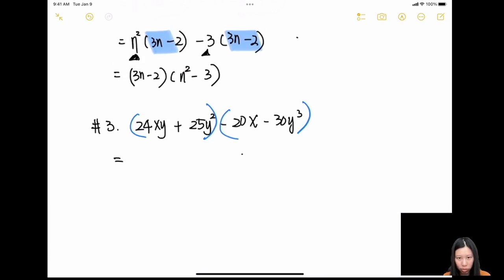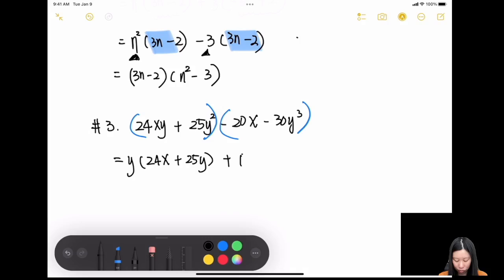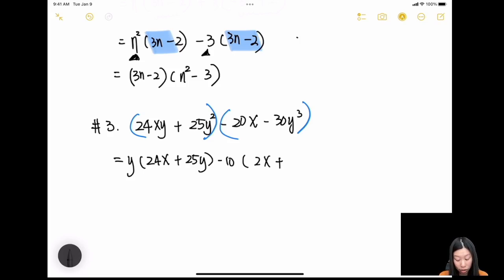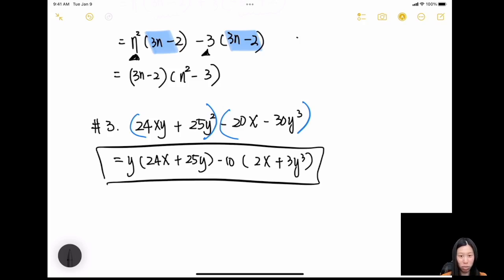So what do they have in common? They only have one thing in common, which is y, because the coefficients 24 and 25 are relatively prime to each other. So for y, 24x plus 25y. And now the second one, we have negative 20x and then negative 13y cubed. And now we pull out negative 10 in common. So I have 2x plus, because you use negative 13 divided by negative 10, so you have a positive number. Okay, so this doesn't look like they have a common factor inside the parentheses.